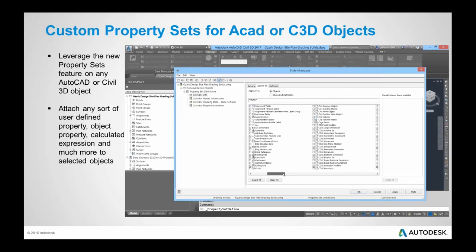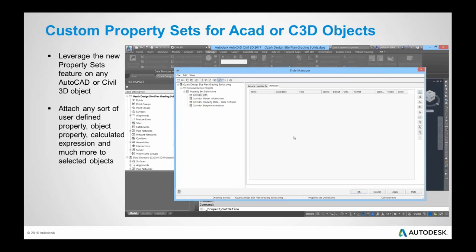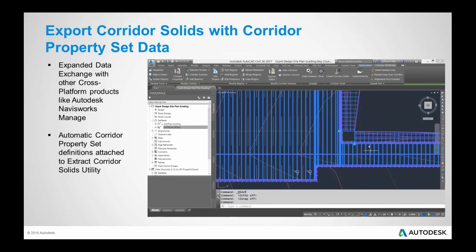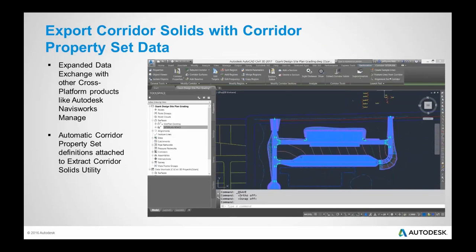It's a huge can of worms we're opening here. What can you attach to your objects, and how will you use that? I could go for an hour on just this topic, but there's all sorts of properties that we could use there. So pretty excited about that. And then along these same lines, the solids extraction from corridors, that's been there for a couple of years now.